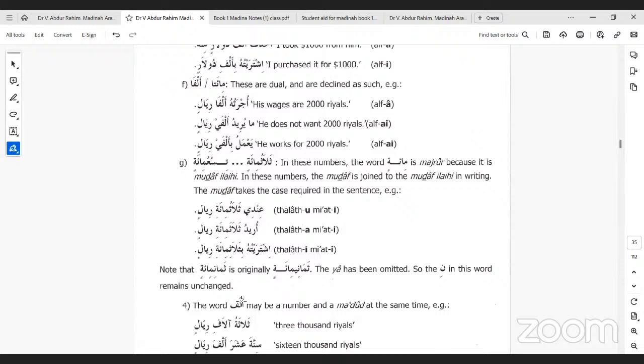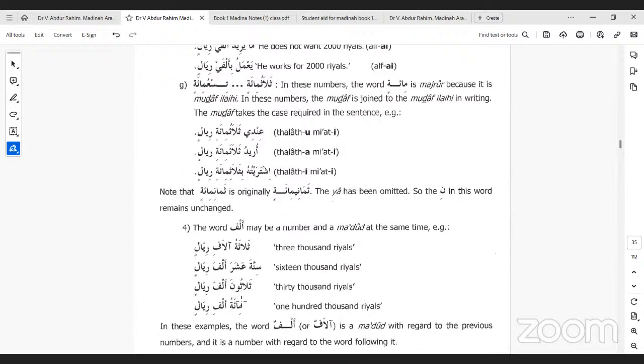Mi'atin and tis'umiyati. In these numbers, the word mi'ati is majroor because it is mudaf ilayhi. In these numbers, the mudaf is joined to the mudaf ilayhi in writing. The mudaf takes the case required in the sentence. For example, salasumiyati riyalin. Uridu salasa miyati riyalin. Ishtaraytu bi salasi miyati riyalin.